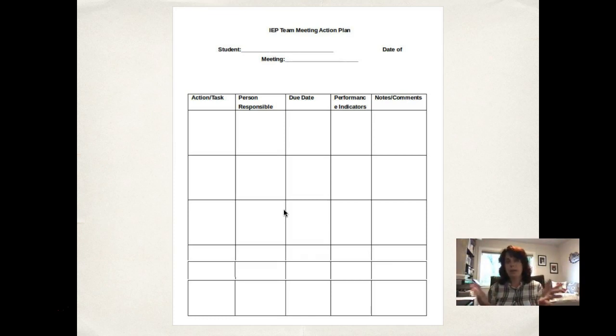It doesn't have to be written like this, but it's important to talk about it as a team during the meeting so that you know who's responsible, when they are responsible, and any performance indicators. How are you going to measure progress towards particular goals?